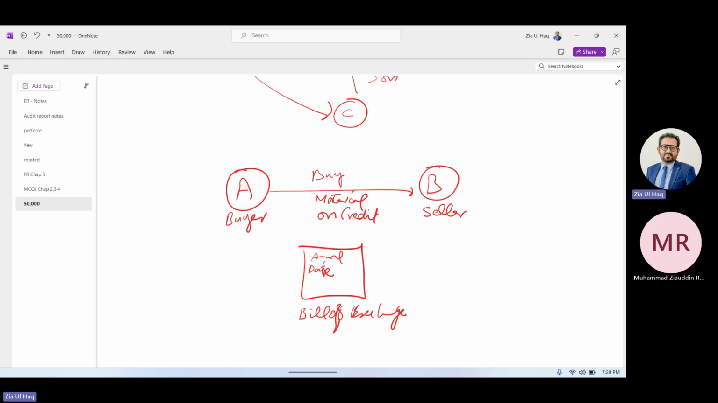If before the due date we need the money, what we will do is ask the bank: I need to get this money from you now. You can hold the bill of exchange and give me the money so that on the due date you can collect from A. Obviously, instead of the amount being 100, the bank will pay you 90 and will receive 100 from A on the due date. So that is called a bill of exchange. Now moving towards this MCQ.